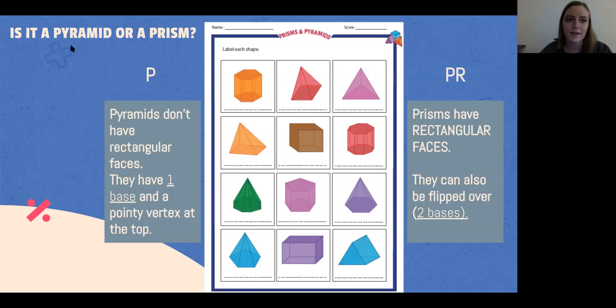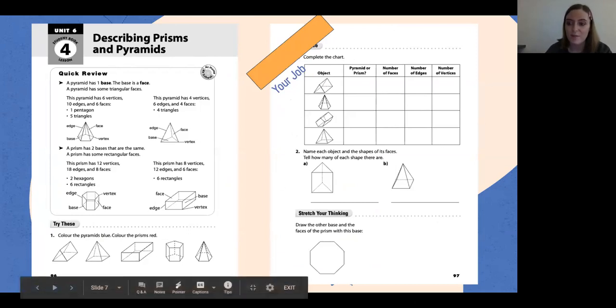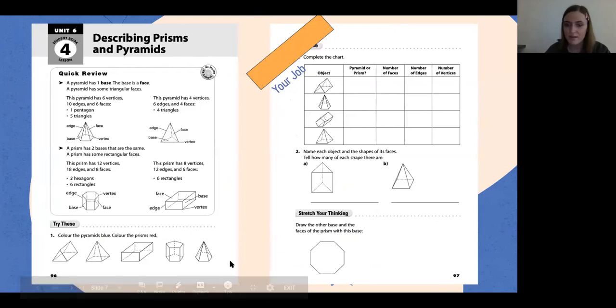Let's take a look at our next page here. All right, so here is your job, your first page, okay? You are not doing this page right here. We're just gonna talk through that. Your job for prisms and pyramids is just this page here, just 97. Don't send me 96, don't do 96, just 97 for prisms and pyramids, okay?